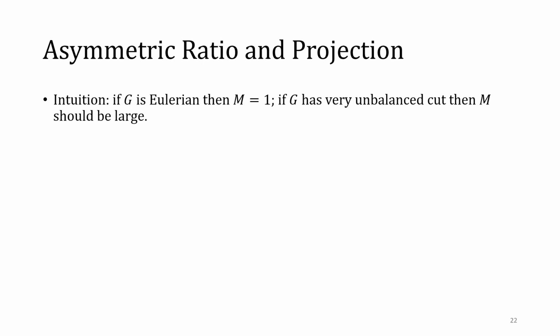Whereas if G has a very unbalanced cut, so for example, if there's a lot of edge weight going from S to S complement, but very little going from S complement to S, then in every reweighting, there would also be very little edge weight going from S to S complement. That means you need a lot of reweightings to cover all of these edges from S to S complement. So that means if G is very unbalanced, then m should be large.